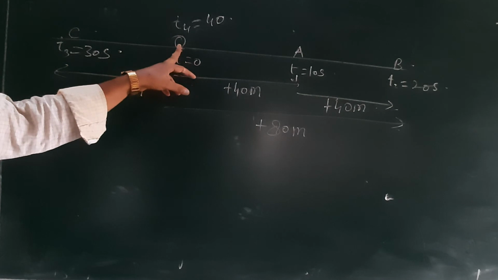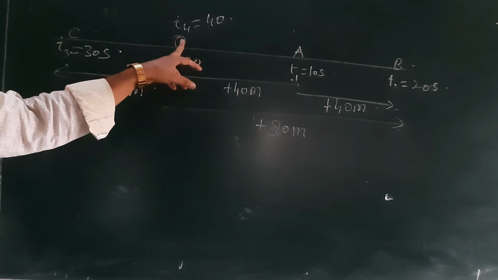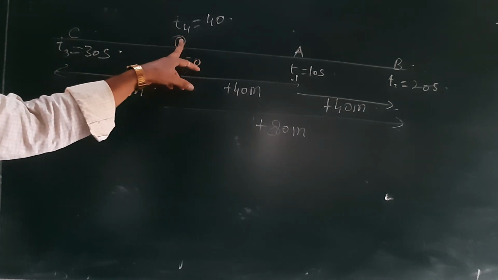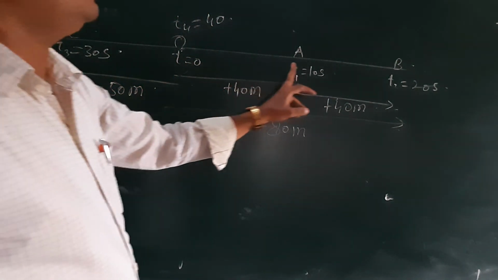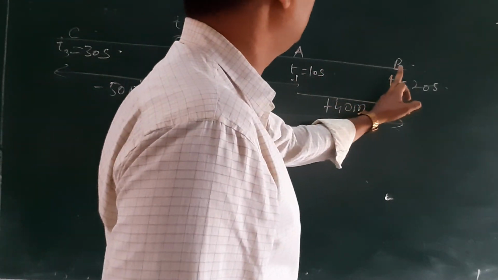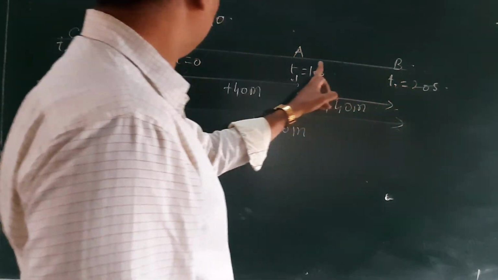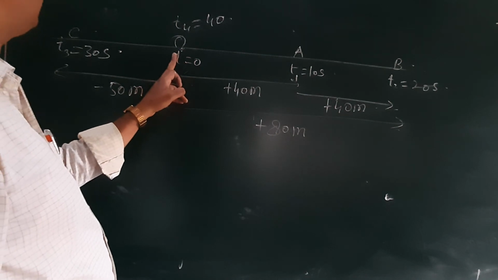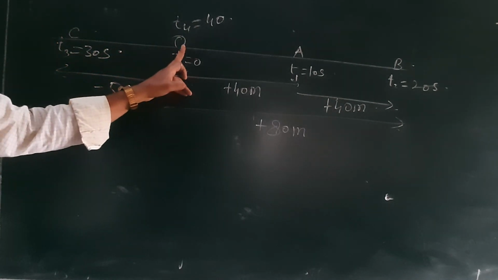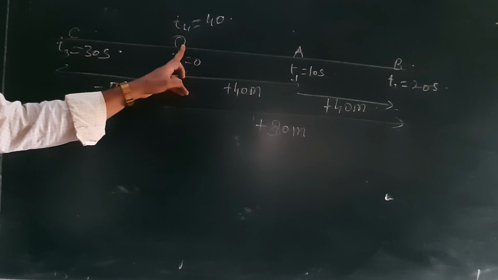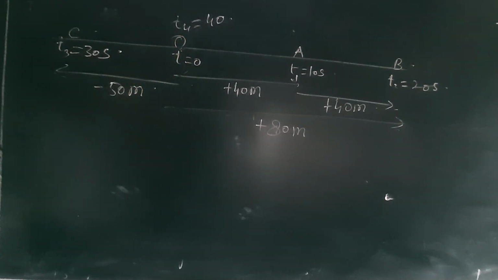But if someone is asking you what is the distance covered by the particle in 40 seconds, then you have to add all these distances. Means this is plus 80 meter, and again this is plus 80 meter, 160, plus 50, it will be 210, and again plus 50, it will be 260 meter, because in case of distance it is always positive. So this is all about distance and displacement.